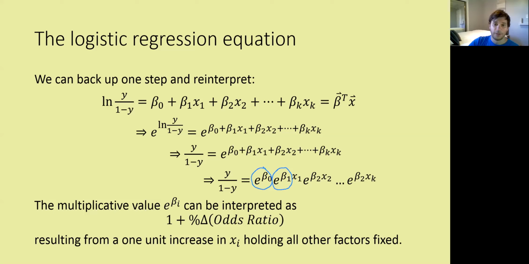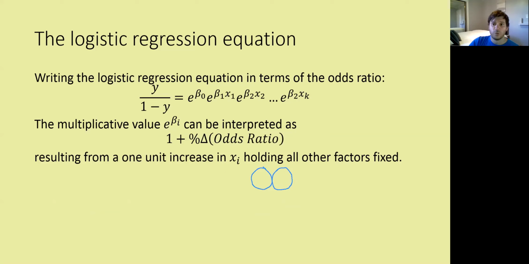Okay, so if you get your betas and take them to the base e, so you have e to the power of that beta, and that number is bigger than 1, that's telling you that that factor is increasing the odds ratio. That factor x has a positive relationship with the probability you're estimating. If e to the beta is smaller than 1, then it's reducing the odds ratio.